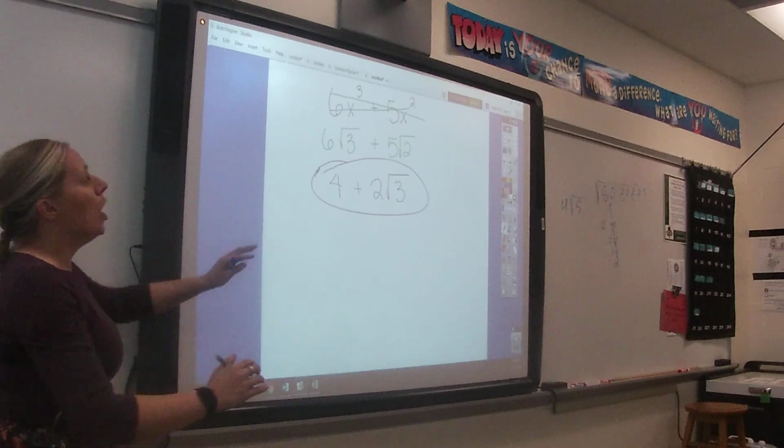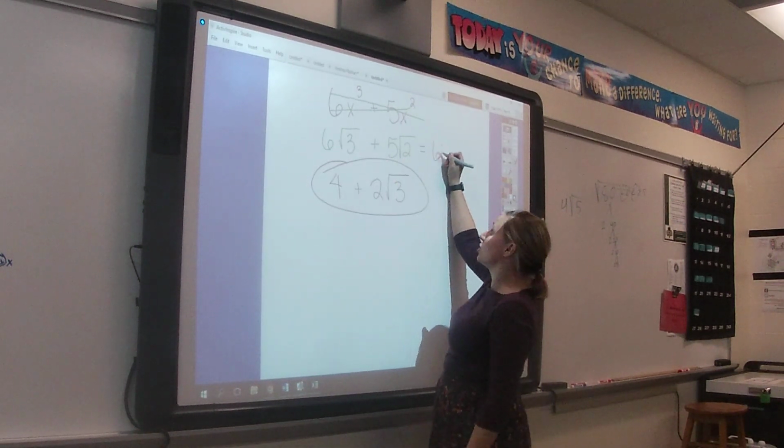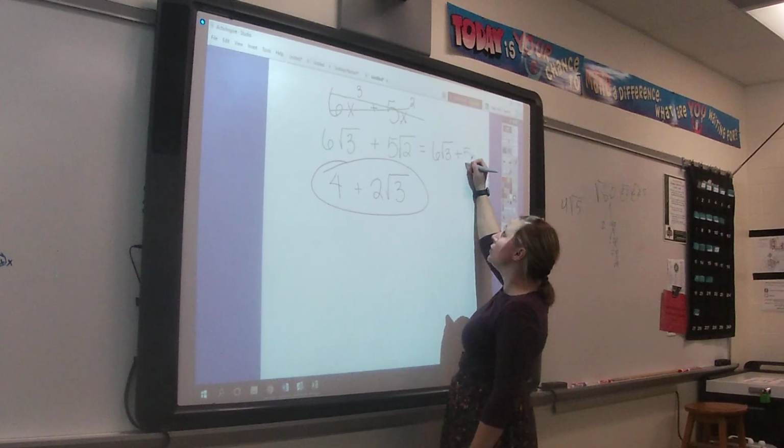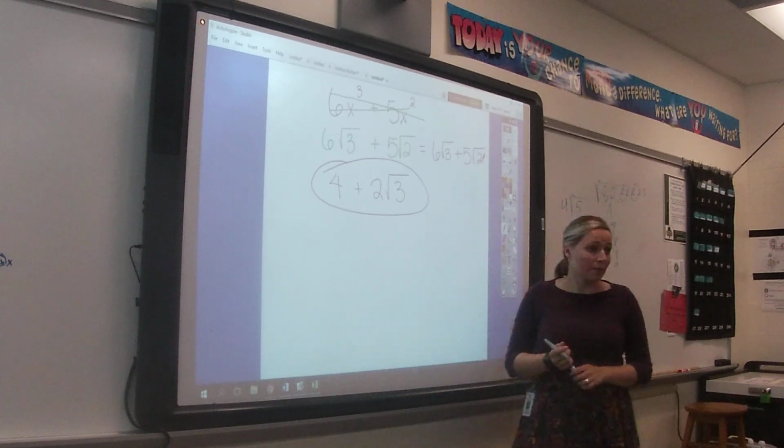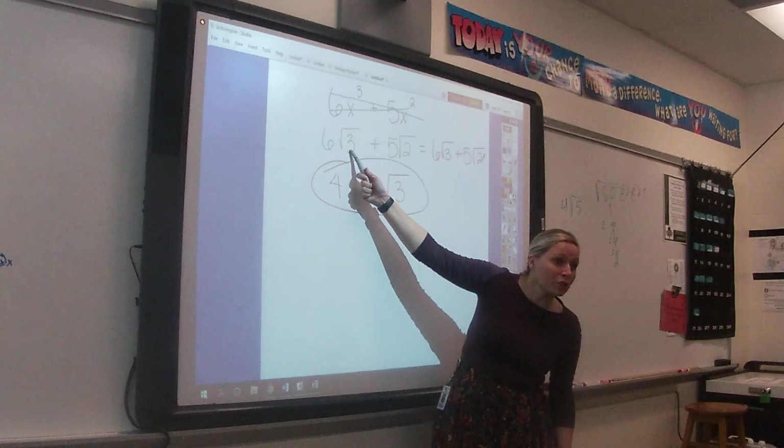Are you trying to add those two? No, you cannot add these. These can't be added. This is the answer: 6 square root 3 plus 5 square root 2. You cannot add them. Why would that be? Because they don't have matching square roots. They don't have matching numbers in here.